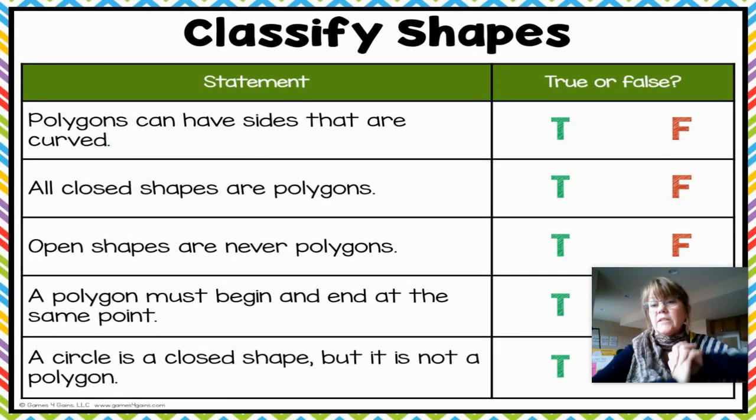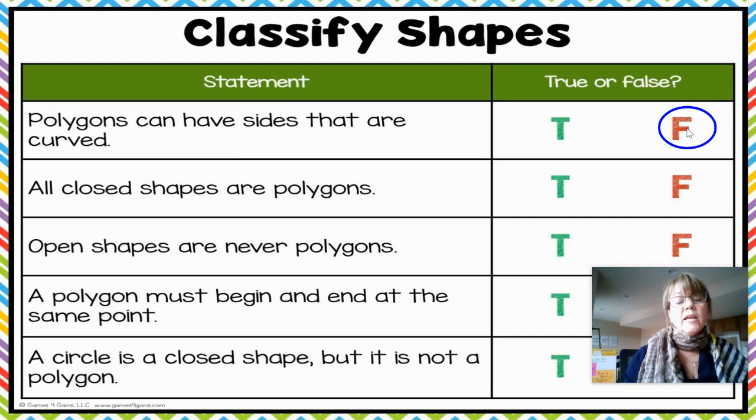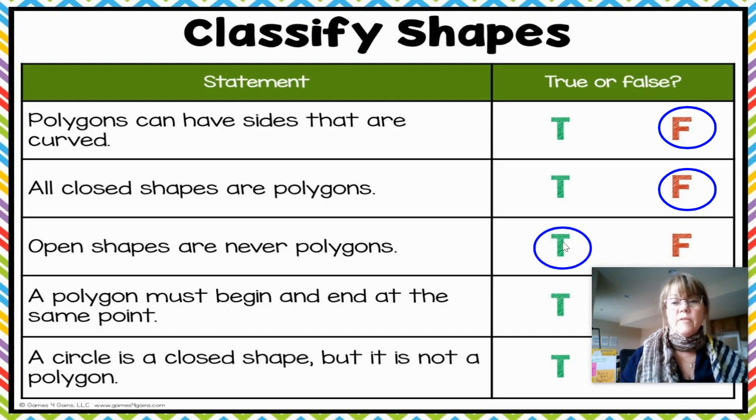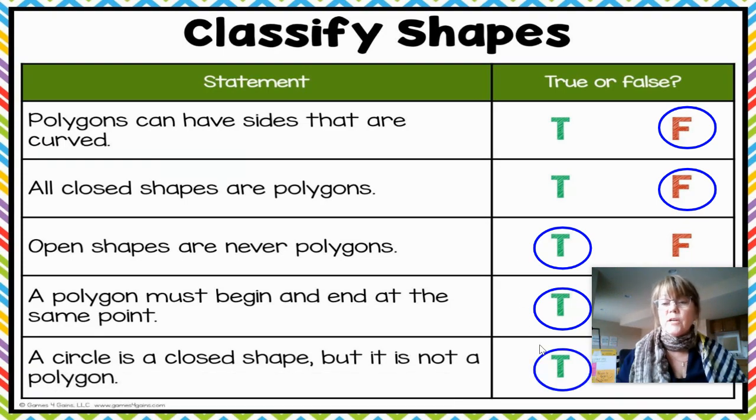All right, we're going to give ourselves a little quiz. Polygons have sides that are curved? No, never. False. All closed shapes are polygons? Well, we did see some that had curved lines, remember? No way. That did not work. So that is false. Open shapes are never polygons. That is true. If it's open, it can't be a polygon, even if they're straight lines. A polygon must begin and end at the same point. That's true, because it can't be open at all. And a circle is a closed shape, but it is not a polygon. That is true, and that's because it curves. We need straight lines.